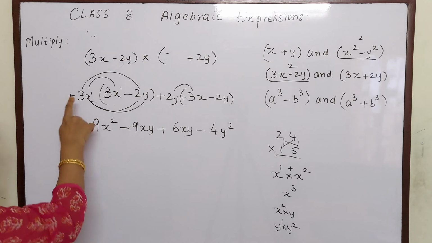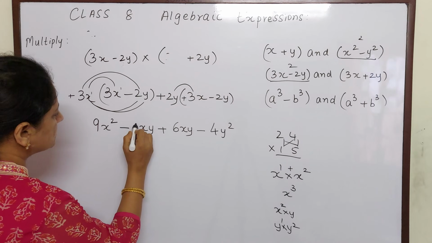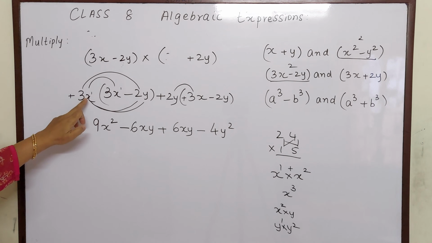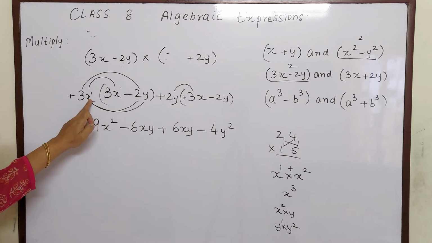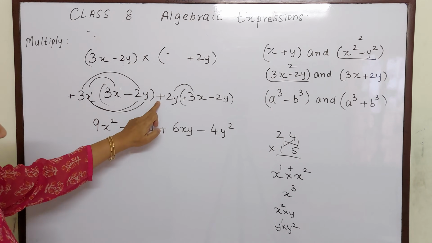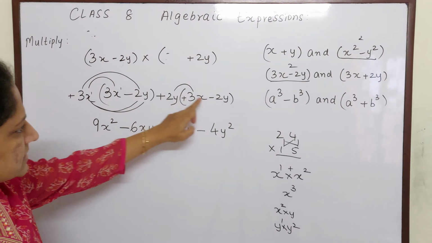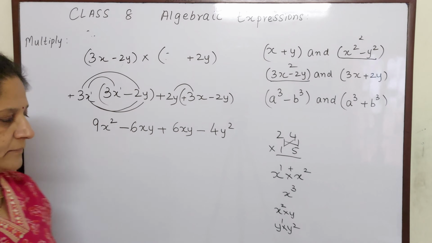Sorry children, I made a mistake here. This will be 6. 3 2s are 6xy. So 3 3s are 9. X into x, x square. 3 2s are 6. X into y, xy. Plus 2 3s are 6. X into y, xy. Plus into minus, minus 2 2s are 4. Y into y, y square.